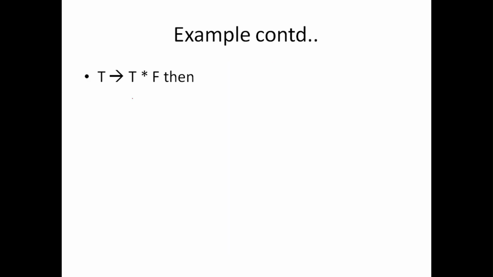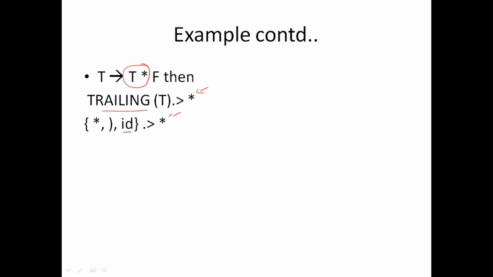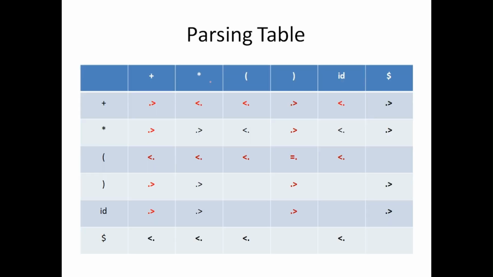Next, for asterisk, consider this portion. Trailing of T will take precedence over asterisk, that is asterisk, opening parenthesis, closing parenthesis, and id will take precedence over asterisk, and asterisk will give precedence to leading of F after considering this portion. Okay, so asterisk will yield precedence to opening parenthesis and id. So in this way we have constructed for asterisk the remaining part.